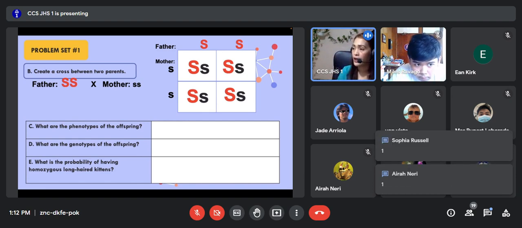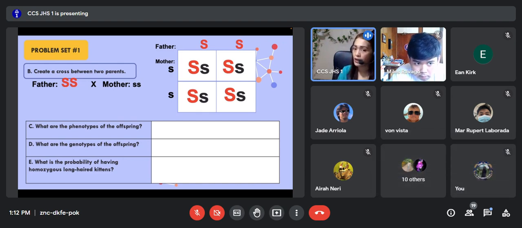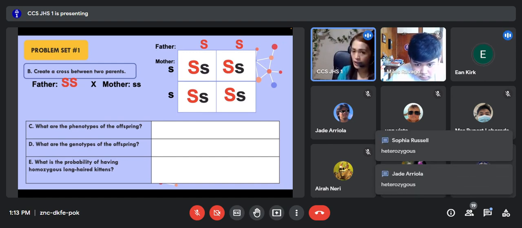So how do you describe that? Homozygous or heterozygous? Capital S and small s. Okay, heterozygous. Very good, hetero. But is it short-haired or long-haired?